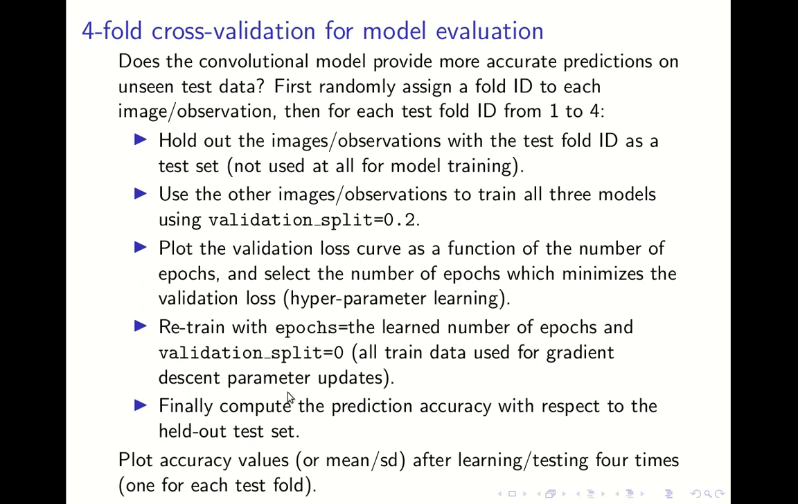The final step is that we compute the prediction accuracy of this retrained model with respect to the held out test set. That's where the test set finally comes in at the very end. We finally have the learned model, and all we're using the test set for is to make a prediction on the test set and see what the prediction accuracy is. Then finally we plot the accuracy value, or the mean and standard deviation over folds, after testing 4 times, one for each test fold, because we're doing 4-fold cross validation. So if we do that, what does it look like?